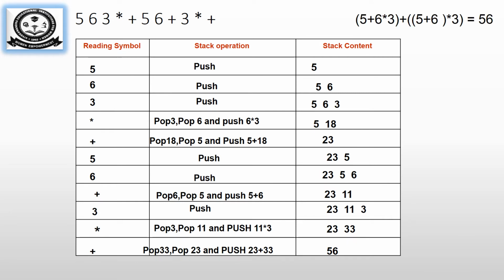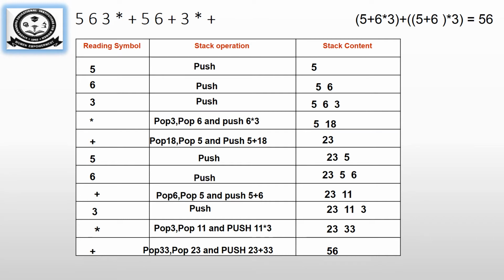Let us have another example. The infix expression on the top right has been converted into the postfix expression given on the top left. Now we will read the symbols one by one. First 5, you will push 5 into the stack. Then 6 and 3 will be pushed into the stack. Now the stack has 5, 6 and 3. The next symbol is star, so you will pop 2 symbols from the stack. The first symbol will be 3, the second popped symbol will be 6. So you will perform 6 into 3. The answer is 18. The 18 will again be pushed into the stack.